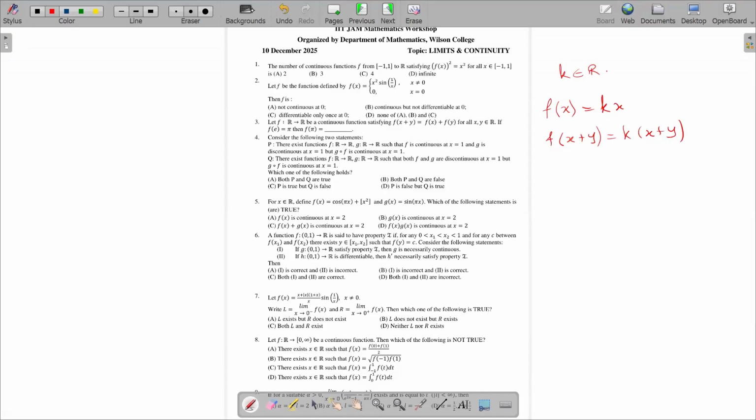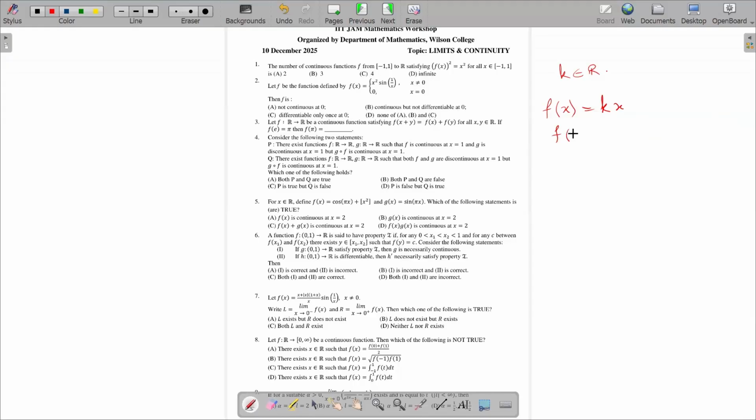Okay, that's a good observation, and one can actually prove it. If somebody wants to prove that fx is of this form, then that can be done. All right, how to prove? You have to prove first for naturals, then integers, and after that, good.